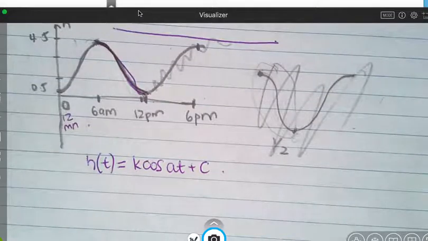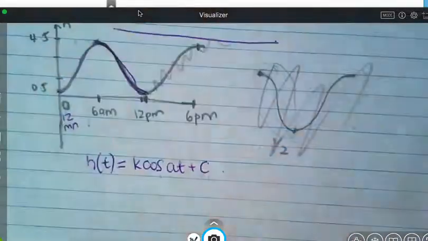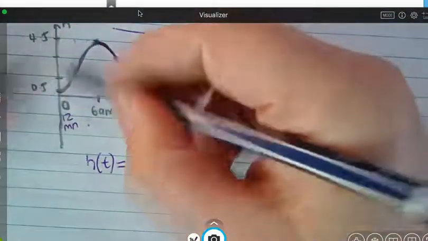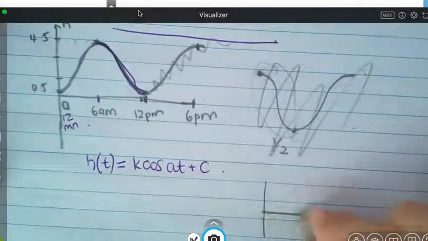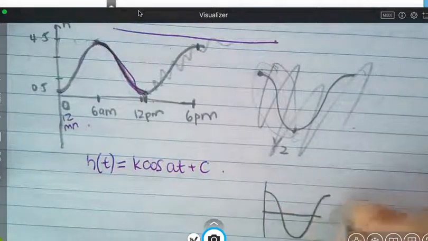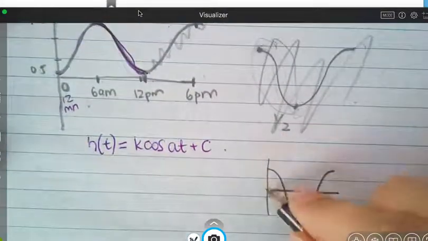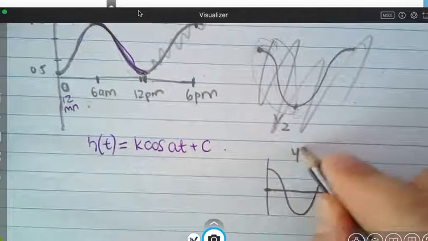Okay, let's do something that you're comfortable with first. Can you work out what the amplitude of the curve is? How big is that wave from bottom to top? And I'm just going to draw a normal curve here. Here's my normal cos curve, right? What's the amplitude of the normal cos curve? This is y equals cos x.